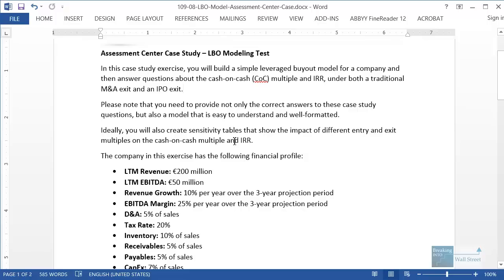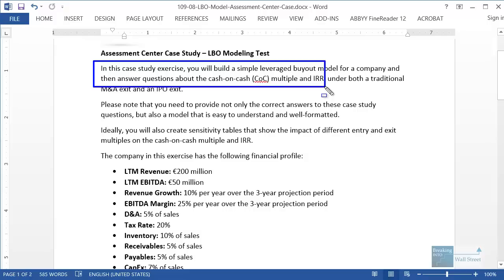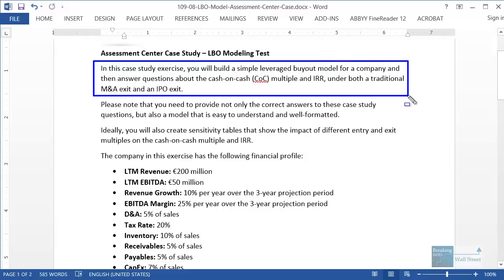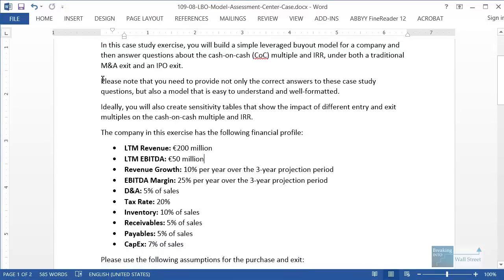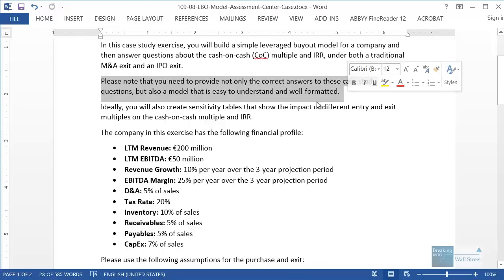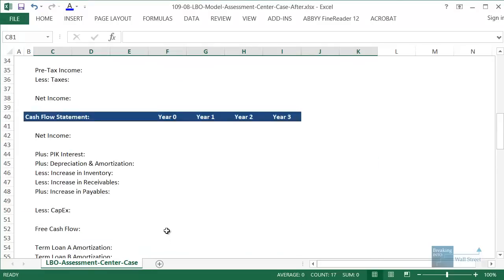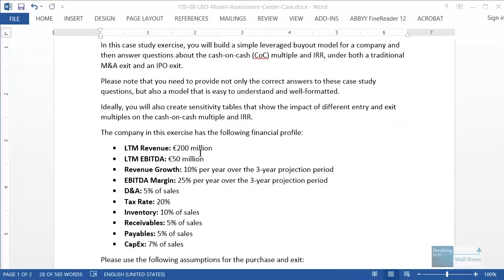But essentially here, they're saying that we have to calculate the cash-on-cash multiple and IRR, and we have to assume that the company is purchased and then the PE firm exits under both a traditional M&A exit, a sale to another company, and then an IPO exit where they take the company public. They're also telling us that the model has to be well formatted and easy to understand, which is why it looks like it does here. And they're also saying that we should include sensitivity tables. So we have some information from that.